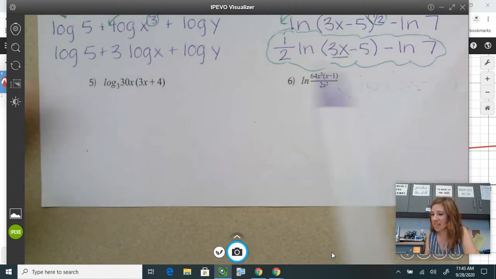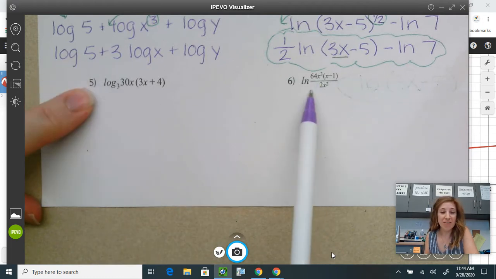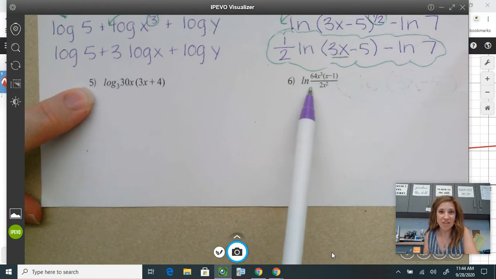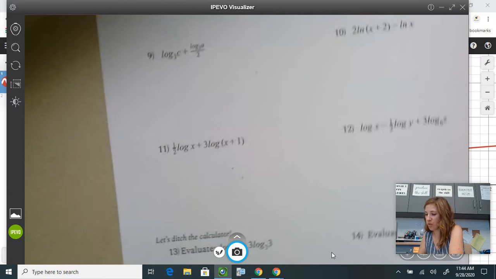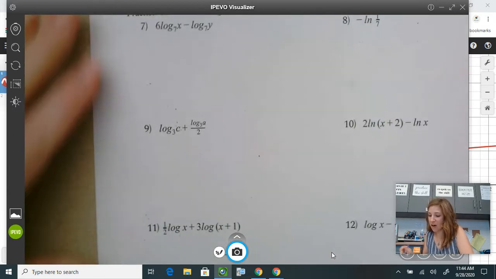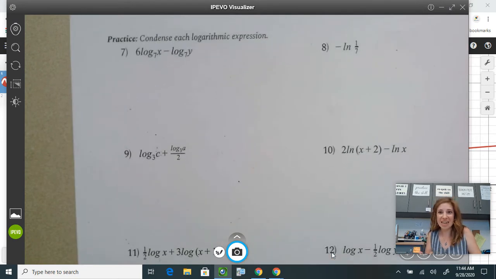So at this point, you should have already expanded problems 5 and 6, and you should have verified your answers with my answer key, which is linked in Canvas. So we are going to actually work through the backside. We are going to work through some of these examples with condensing.